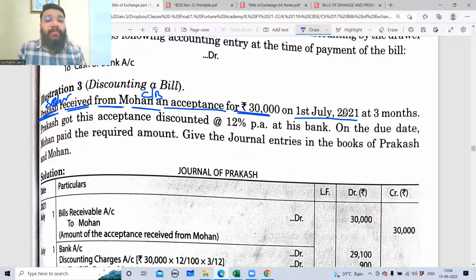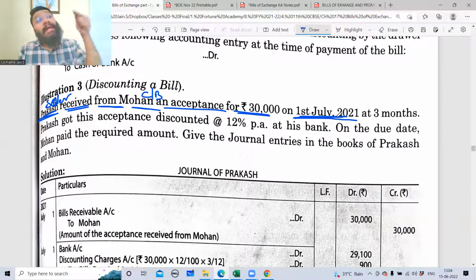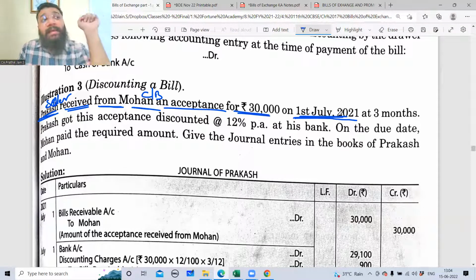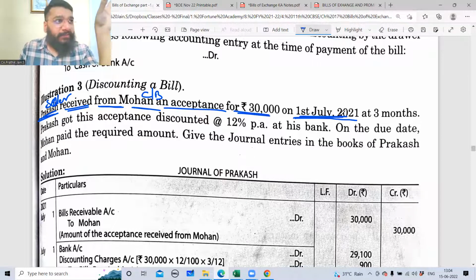So this is not the date of sale. This is the date of the bill of exchange being accepted. So will I pass the sale entry? I should not pass it. Directly I'll pass the bills of exchange entry. The term of the bill is 3 months. Here again, for the term of the bill, nothing is mentioned about after date or after sight. In the absence of the information, it is always after date.